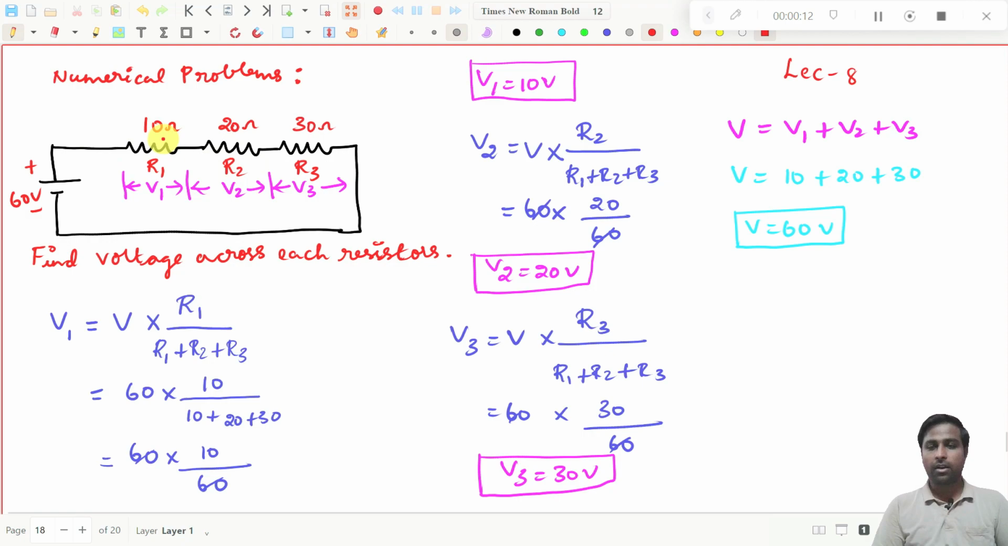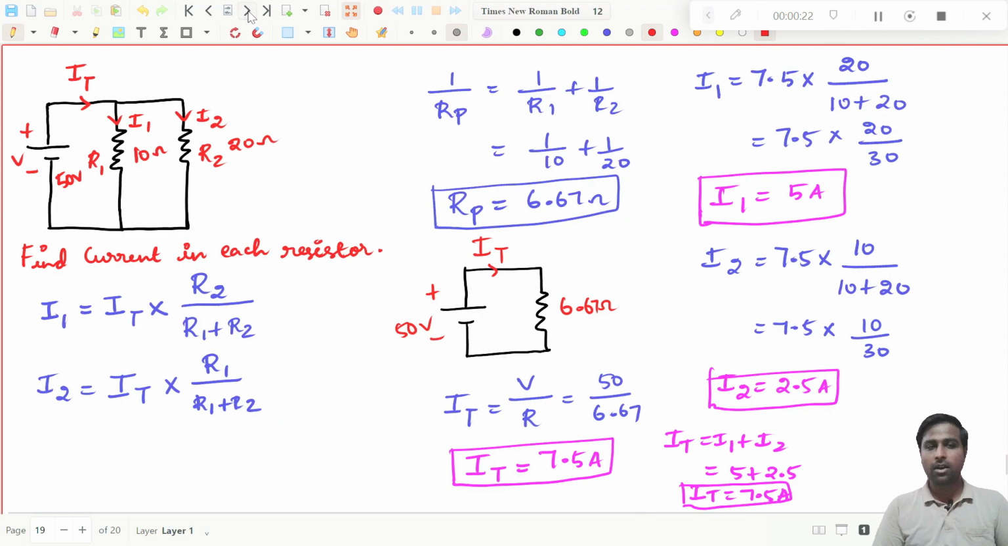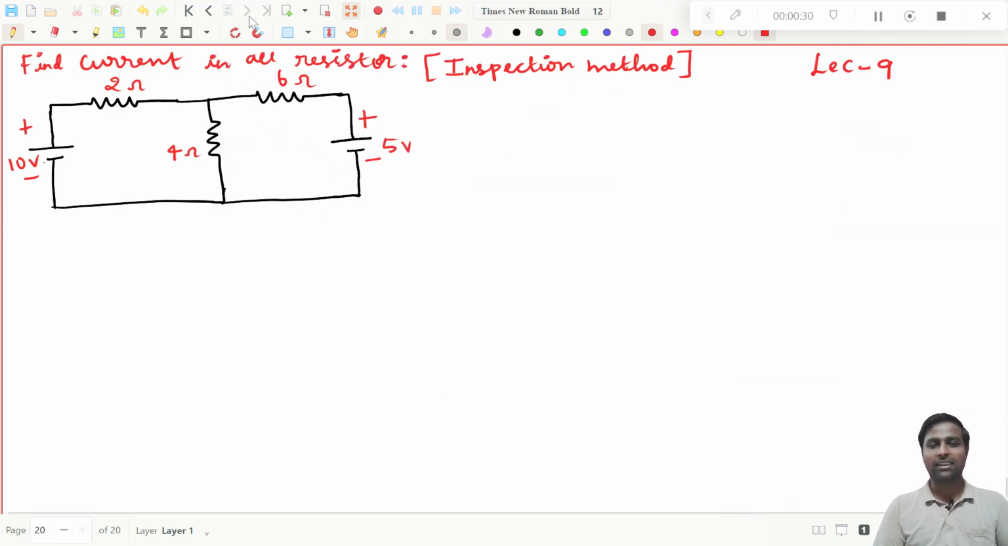In the last lecture we saw the application of the voltage division rule and the current division rule. We took a problem and solved it using the voltage division rule, and we took another problem, this one, and solved it using the current division rule. Now, in this class, I am going to explain the same thing.